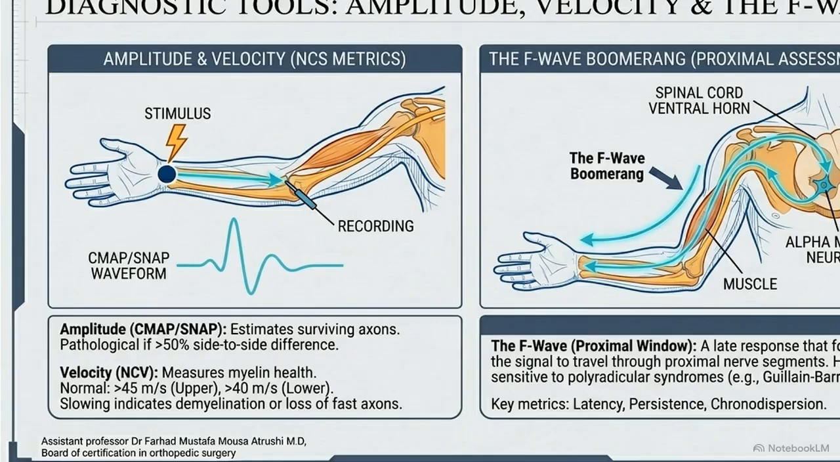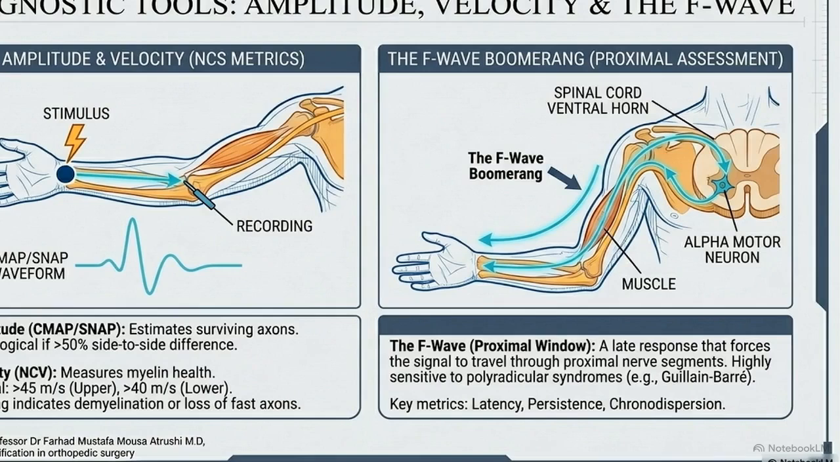Nerve conduction studies, or NCS, gather two metrics. Velocity measures myelin health, slower speeds indicate demyelination. Amplitude estimates surviving axons, a drop confirms axonal death. For proximal segments, the F wave forces the signal to the ventral horn and back, evaluating polyradicular syndromes.